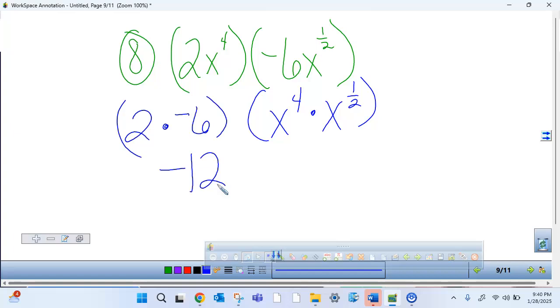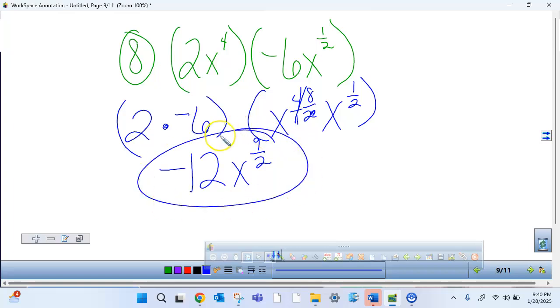X power 4 times x power 1/2, when you multiply powers, you add the exponents. Well, to add a 4 and a 1/2, you have to have common denominator fractions. So 4 is 4 over 1, okay? And so with a denominator of 2, it's 8 over 2. X the power of 8 over 2 times x the power of 1 over 2 is x the power of 9 over 2. And so your simplified expression is negative 12 x the power of 9 halves.